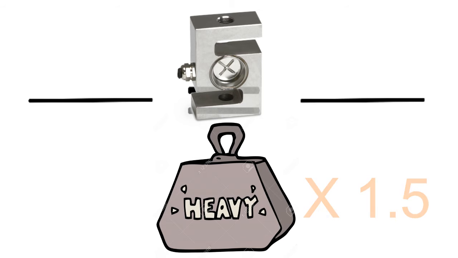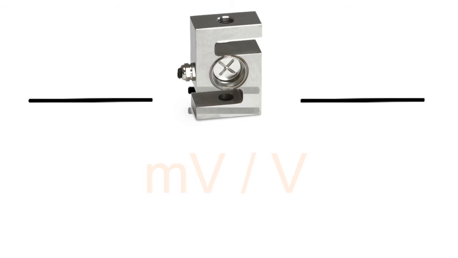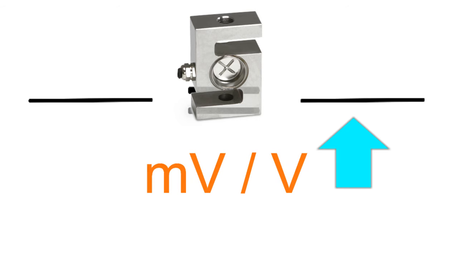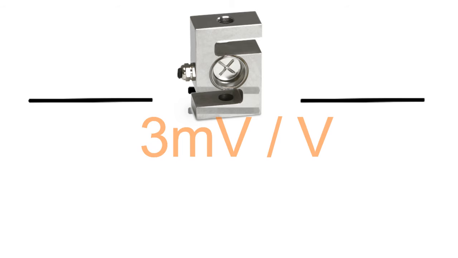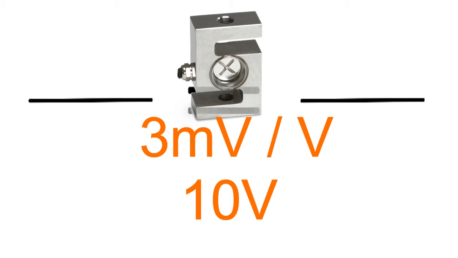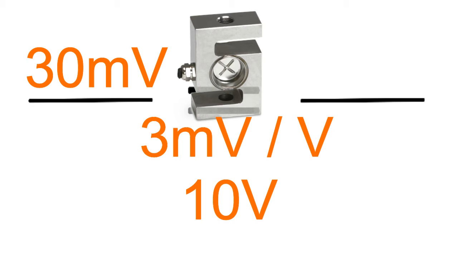Load cell output is labeled and described in millivolts per volt. Every volt of power supplied to the load cell proportionally increases the load cell's full-scale output. For example, if we have a load cell with a 3 millivolt per volt output and supply it with 10 volts, we have 3 millivolts times 10 volts, giving us 30 millivolts of full-scale output. 3 times 10 is 30.